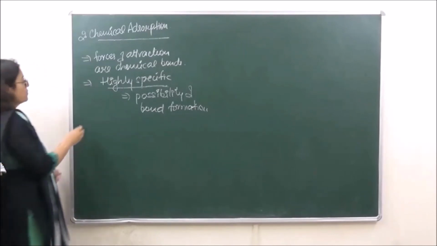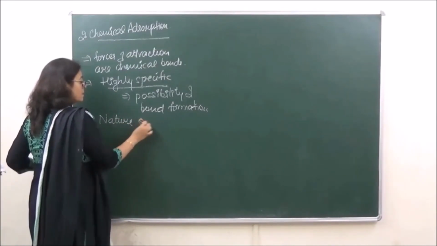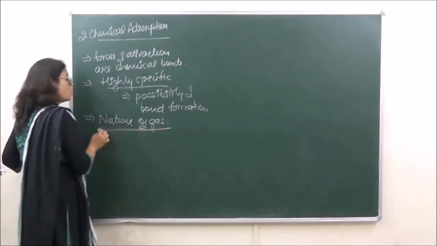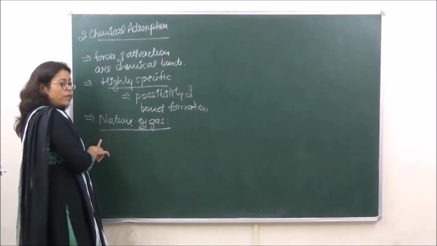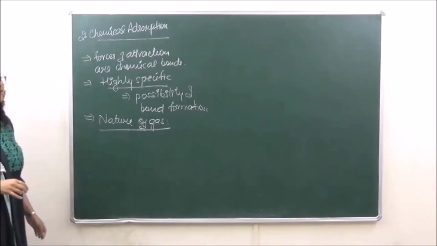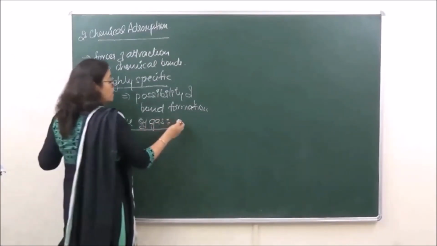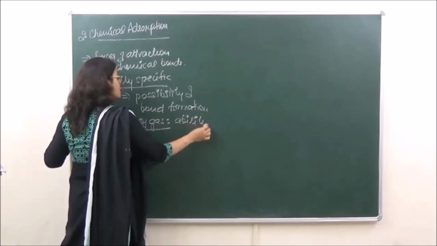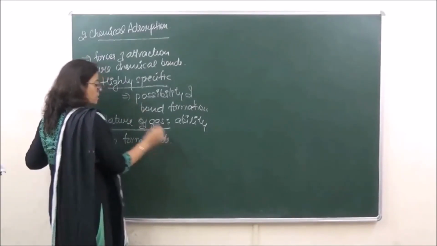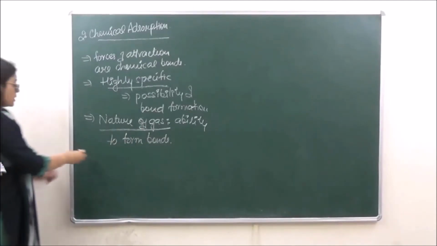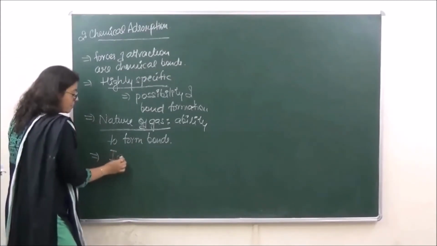Then third, nature of the gas. Only those gases which can form bonds with the surface will be adsorbed over here. In physical adsorption, what did we do? All those gases which are easily liquefiable can be adsorbed. But over here, only those gases are adsorbed which have the ability to form bonds. Okay? Then next, the process of chemical adsorption is irreversible.